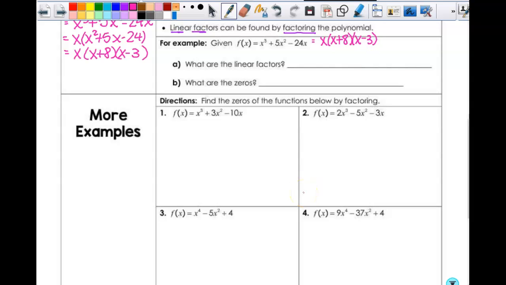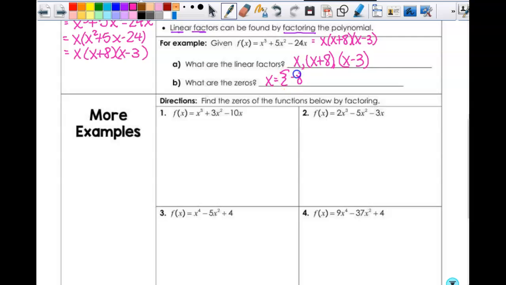So the next question says, what are the linear factors? Like, that is the factored form. The linear factors are x, x plus 8, and x minus 3. Those are the linear factors. Okay, there's commas there because I'm listing them. So then from that, and I'll put parentheses here because it just makes me feel better when they're there. What are the zeros? So the zeros are when you actually, okay, but what's the smallest one?